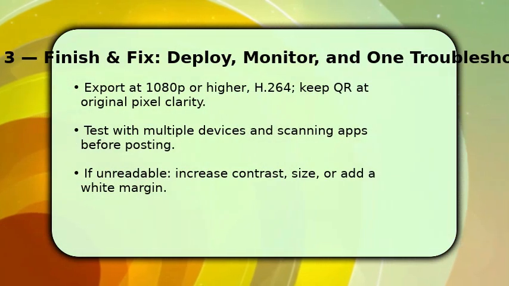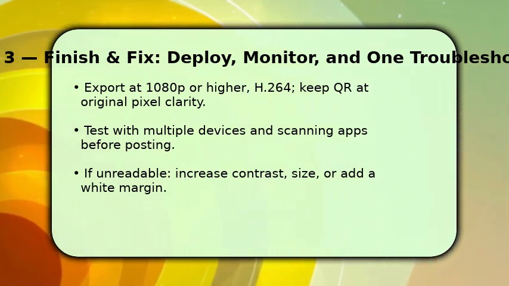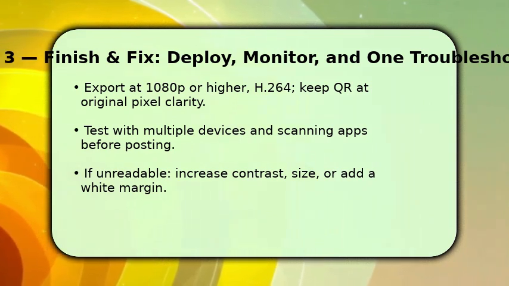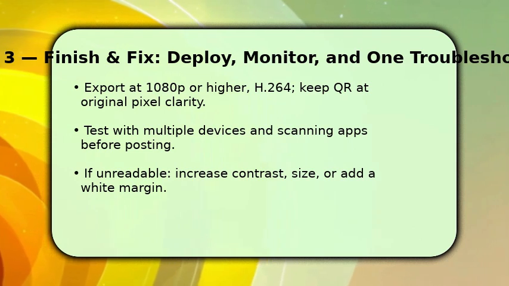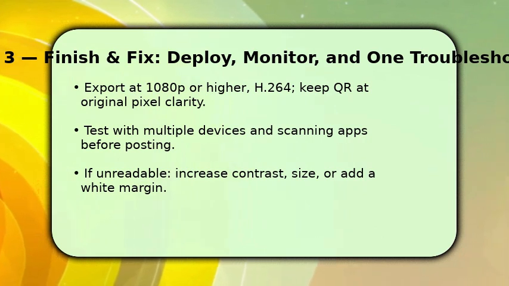Finally, export with settings that preserve detail, 1080p or higher and an H.264 codec works well because compression can blur the QR. Once exported, test the final video with several phones and scanning apps. Make sure it scans from typical viewing distances.